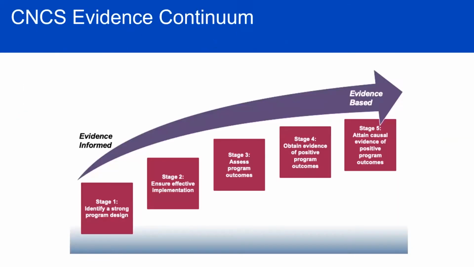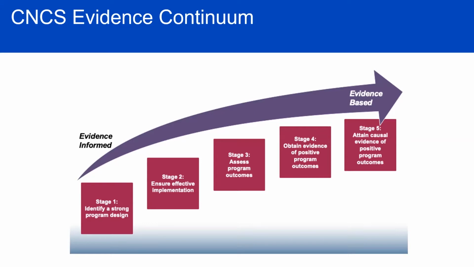Slide, please. So the corporation has a continuum of evidence that it is helpful to absorb, because then it helps you to understand how the corporation thinks about evidence and different levels of evidence. So on the left-hand side of this, you see evidence informed. And on the far right-hand side, you see evidence-based. And essentially the difference between the two is where is the evidence coming from and how tightly aligned is it to your actual program. So evidence informed is when there is evidence somewhere out there that a program design similar to yours is doing the things that it's saying it's hoping to do.